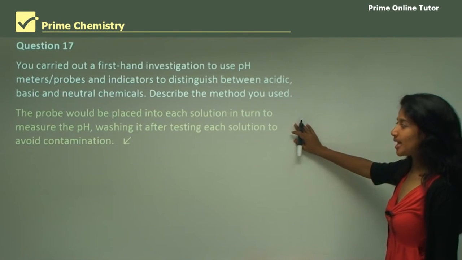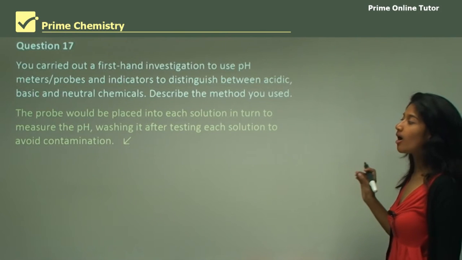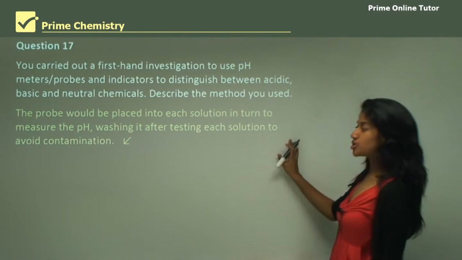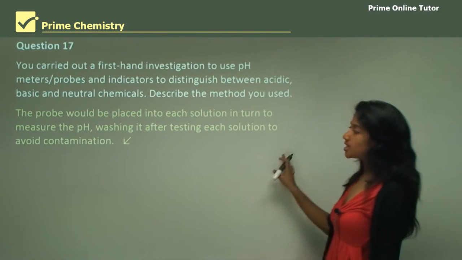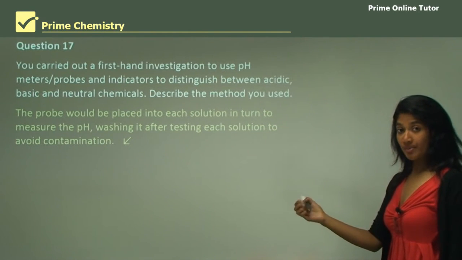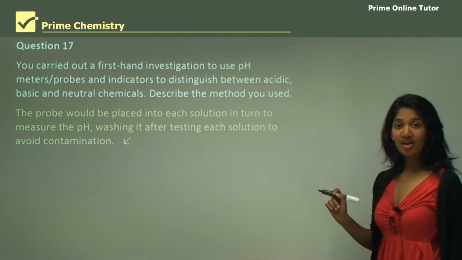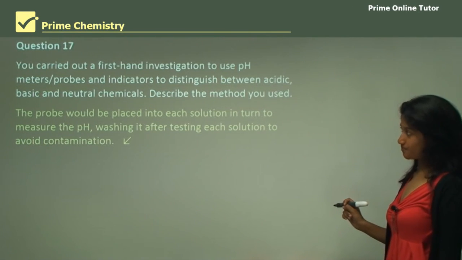The probe would be placed in each solution in turn to measure the pH, washing it after testing each solution to avoid contamination. This would tell you what the method you did, so how you measured your pH using a probe. And that's how you would go about answering question 17.